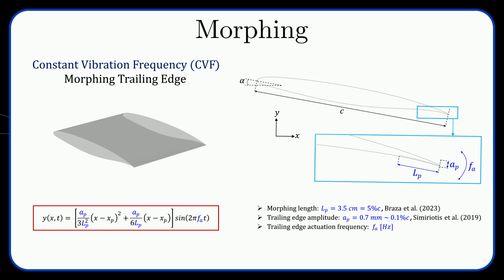The trailing edge motion is mathematically described by a quadratic displacement function, and the fluid-structure interaction is modeled using the arbitrary Lagrangian-Eulerian method, also known as ALE. This study focuses on the effects of actuation frequency, and therefore the remaining two parameters, morphing length and actuation amplitude, are kept constant throughout the simulations.